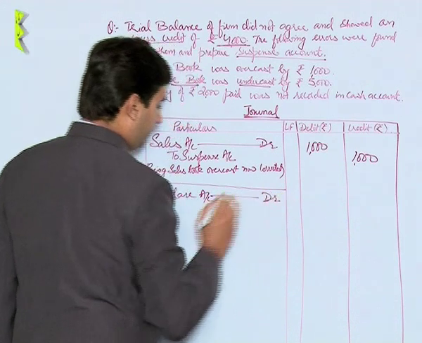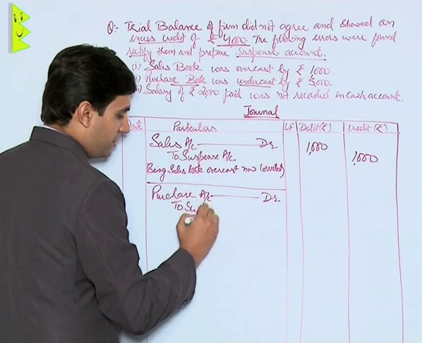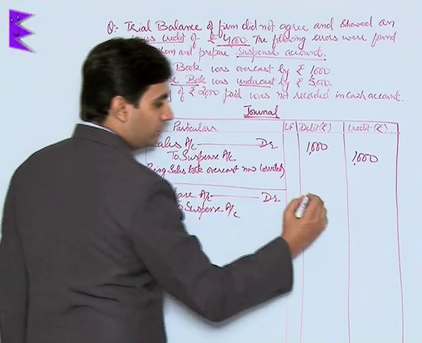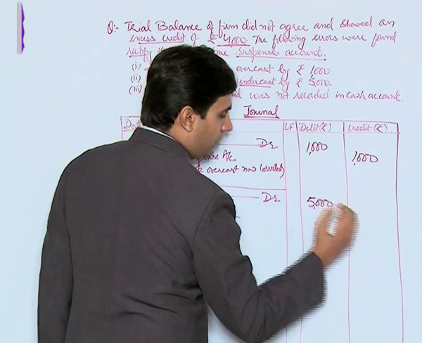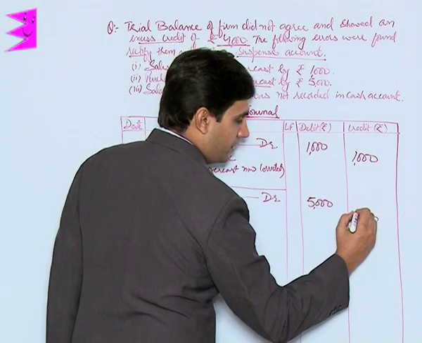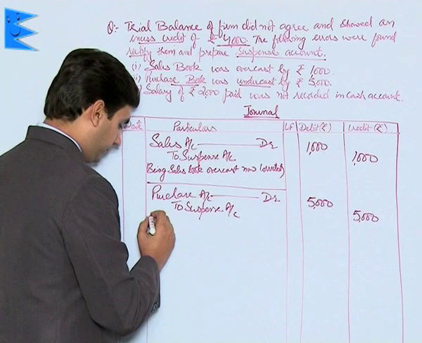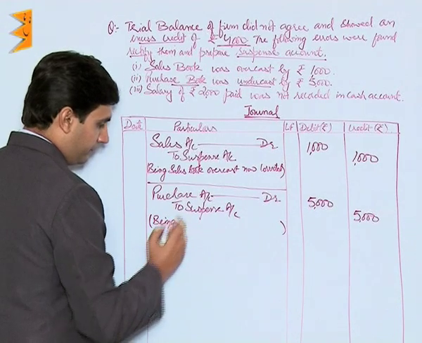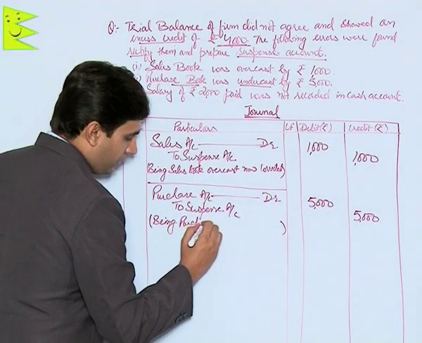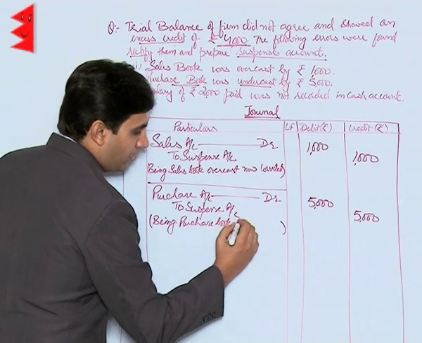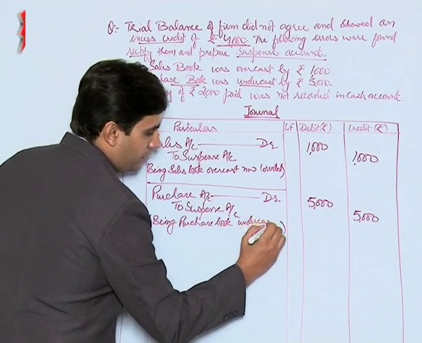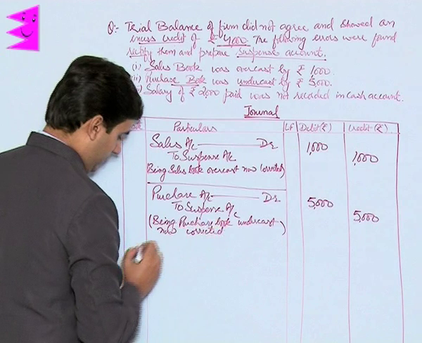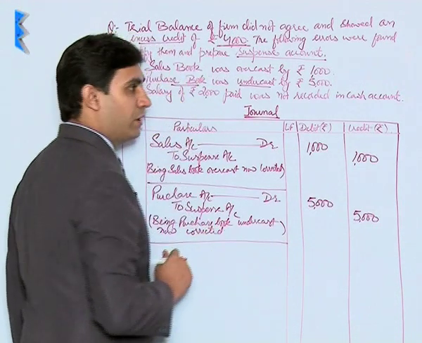Purchase account debited. Again, since it was a single-sided error, suspense account would be used. So the entry becomes purchases account debited to suspense account. The amount would be 5,000 on both sides, that is debit column and the credit column. Narration would be: being purchase book undercast, now corrected. That completes your second entry.